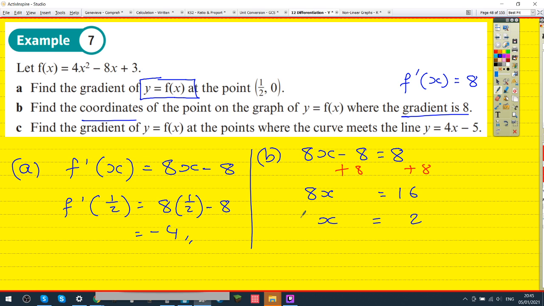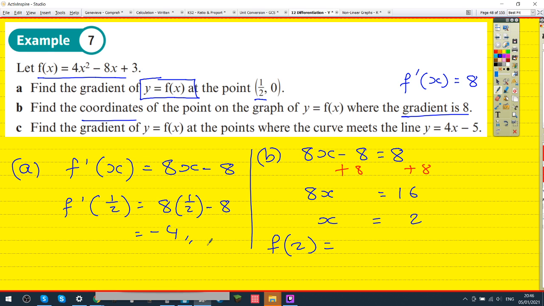Isn't it like the opposite, like minus? The way we found the gradient when x was a half was we subbed a half into f dash of x. Y equals the f of x, and so if we want the y coordinate when x is 2, we sub 2 into, instead of f dash of x, which would give us the gradient, the f of x, the original.